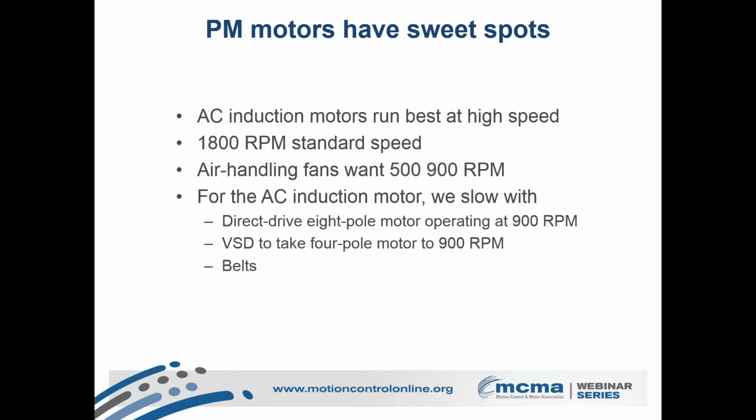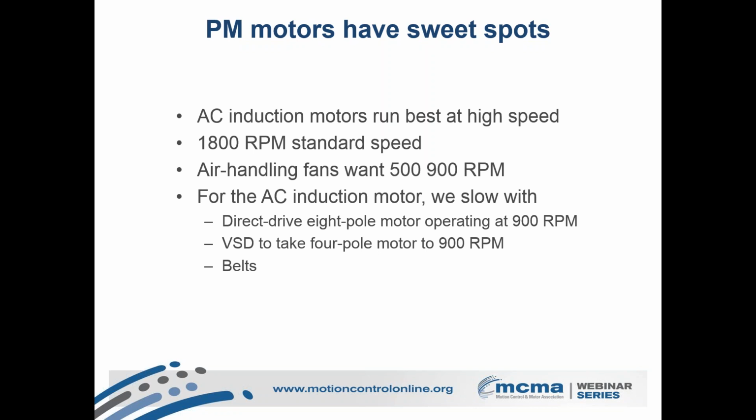Now, all of that said, permanent magnet motors can really be great in a number of situations. In general, AC induction motors like running at high speed. That's where they're most efficient. And there are a lot of different sizes out there, kind of standard. But let's look at an example, air handling fans. 1800 RPM is a really common speed. That's your 4-pole motor. And the problem is that air handling fans tend to be most efficient between 500 and 900 RPM.